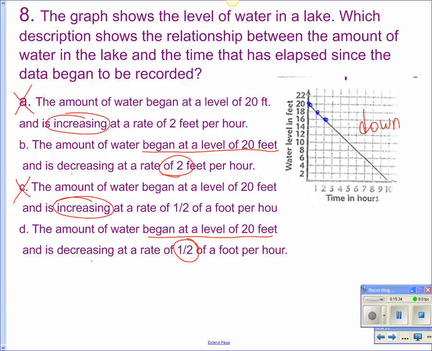On first glance, it looks like you just go down 1 and over 1. That's what it looks like on first glance. But how much is it from 20 to 18? 2. So it's really going down 2. Do you see why?